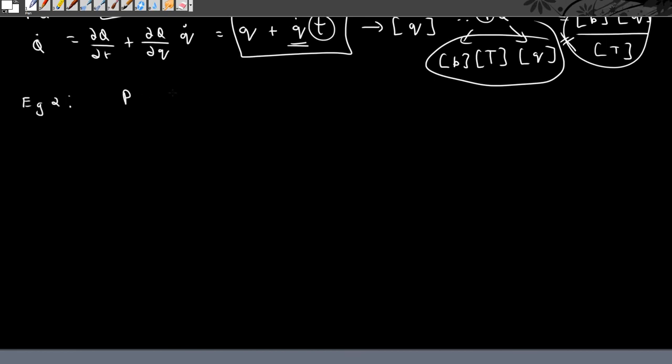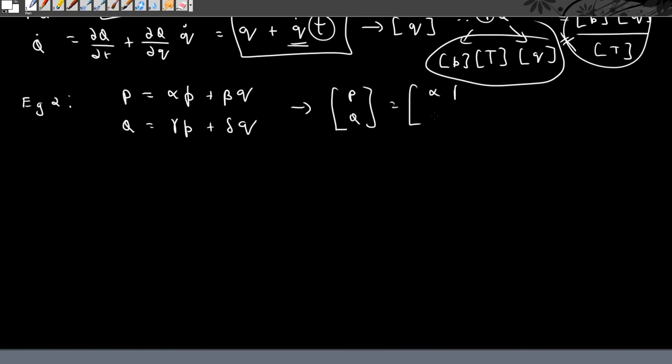Here we consider the transformation capital P equal to some constant alpha p plus beta q, and capital Q equal to gamma p plus small delta q. Okay, now this in matrix notation can be written as (P, Q) equal to the matrix (alpha, beta; gamma, delta) times (p, q). Of course, for it to be canonical, these equations must be invertible, so the inverse of this matrix must exist.